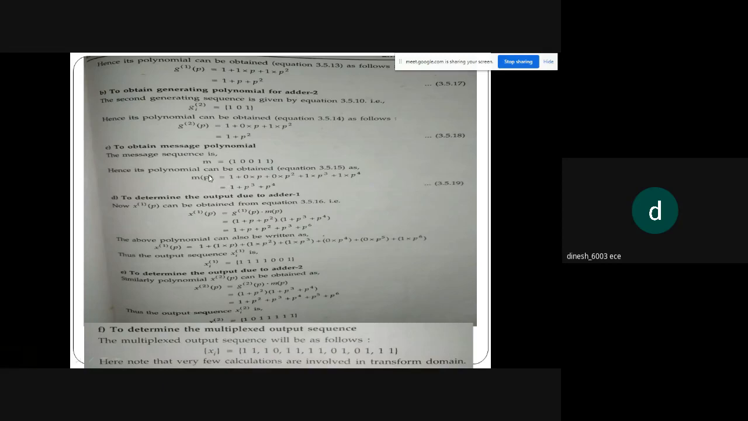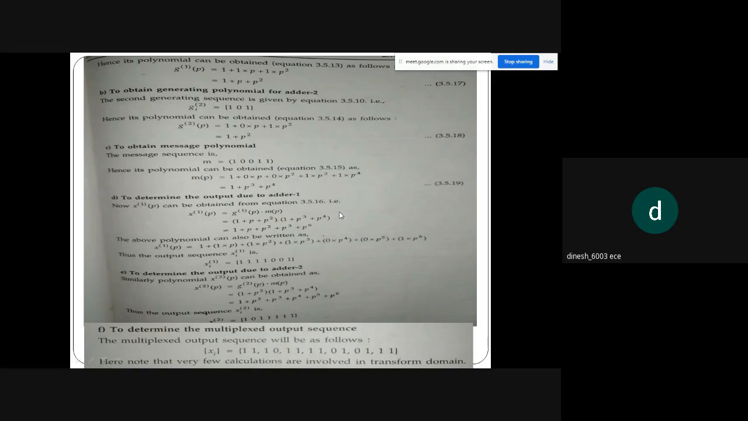Find the polynomial. So when I find the polynomial, it will be 1 for this, then 0, 0. So we have p power 3 plus p power 4, because the order is m0, m1, m2, m3, m4 per message. So we have got this m of p.